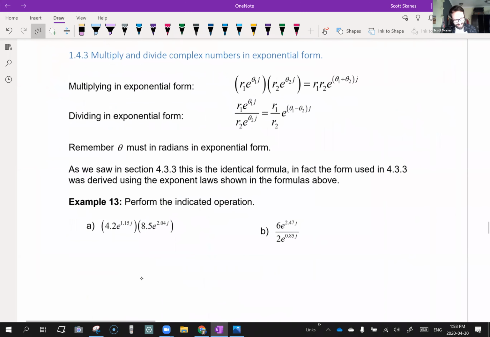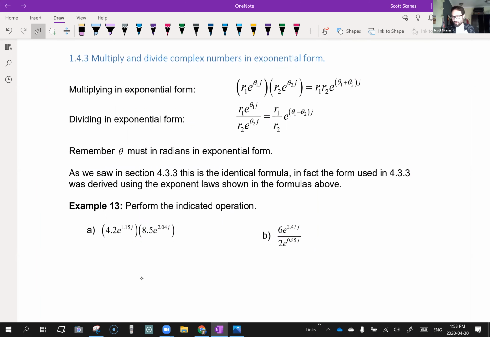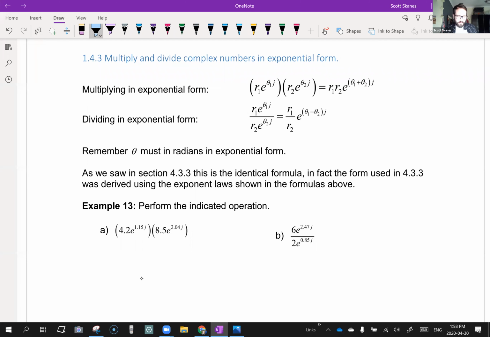Multiply and divide complex numbers in exponential form. So we already did this in polar form. If you remember, maybe you don't remember, when you multiply polar form numbers, you multiply the r's and you add the thetas. When you divide polar, you divide the r's and subtract the thetas. So it's the same thing for exponential. In fact, the reason it works is because of exponential. Multiplying in exponential form, you multiply the r's and you add the thetas. When you're dividing, you divide the r's and you subtract the thetas. Those are the only things you need to look for.